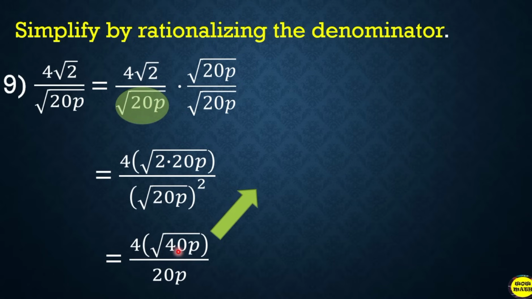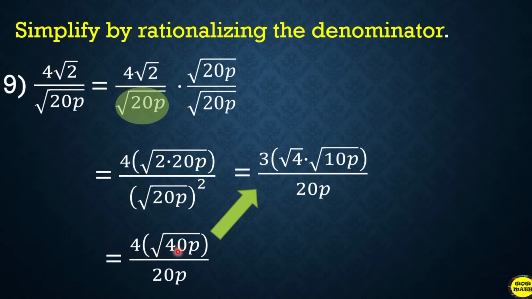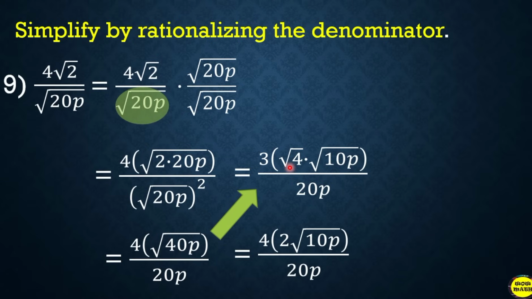So, yung 40 na to ay pwede pa natin i-simplify. Tama? Masisimplify pa natin by square root of 4 times square root of 10. Okay, so square root of 4 is 2. So, that is 2.